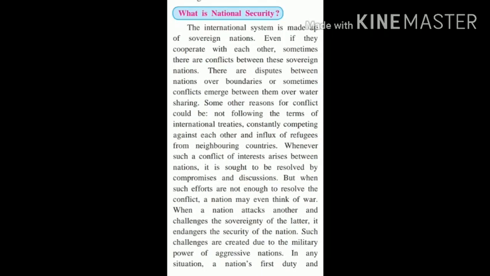But when such efforts are not enough to resolve the conflict, a nation may even think of war. So, whatever disputes we have between two nations, they should be resolved by compromises and discussion.